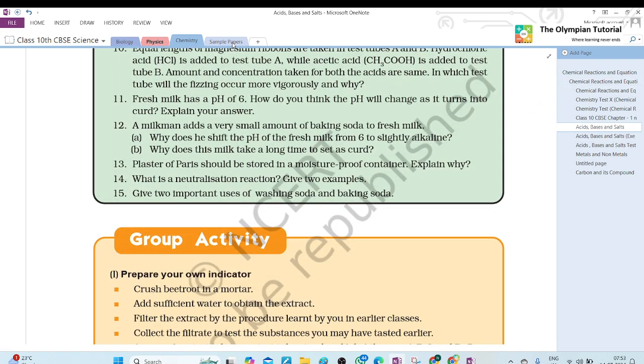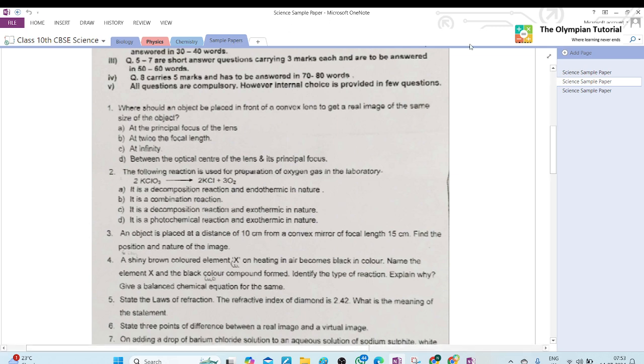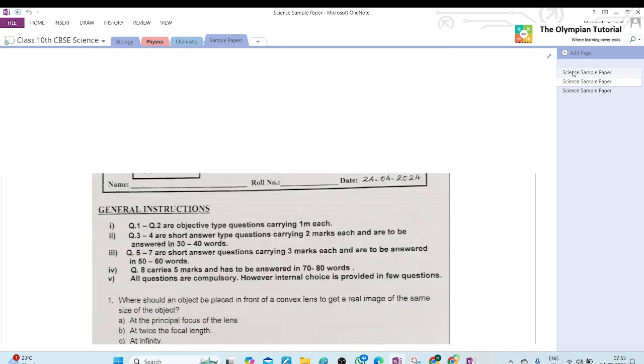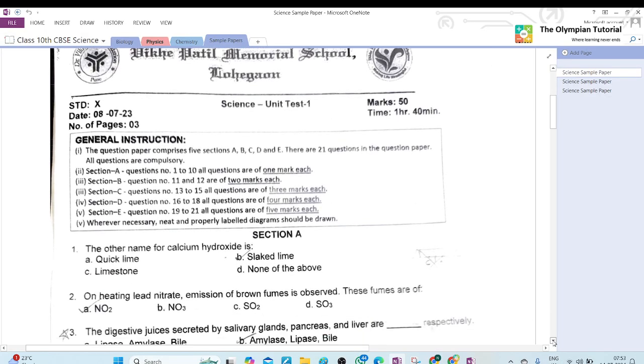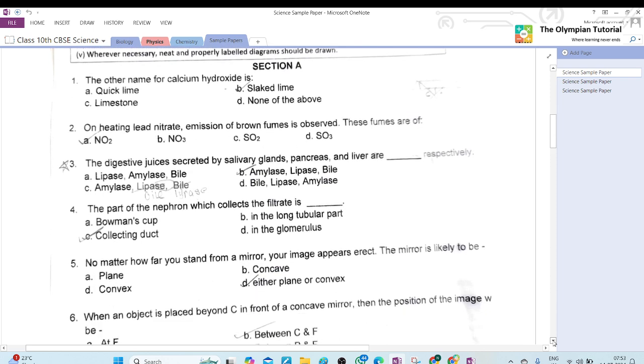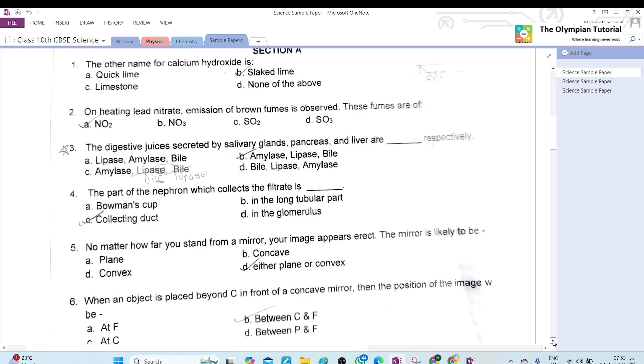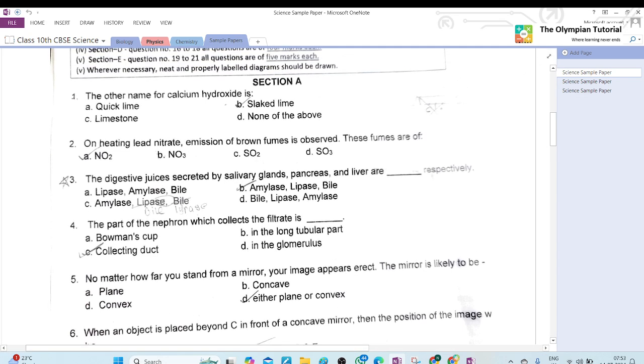Students, yesterday we started sample papers, and we have done, I think, 1, 2, 3, 4. Prisha, yesterday you were not there. We started the sample paper. We discussed only 5 questions. Now we will discuss the sixth question.